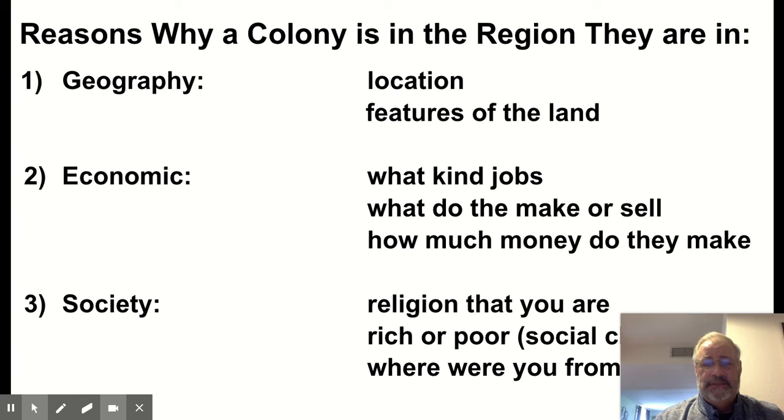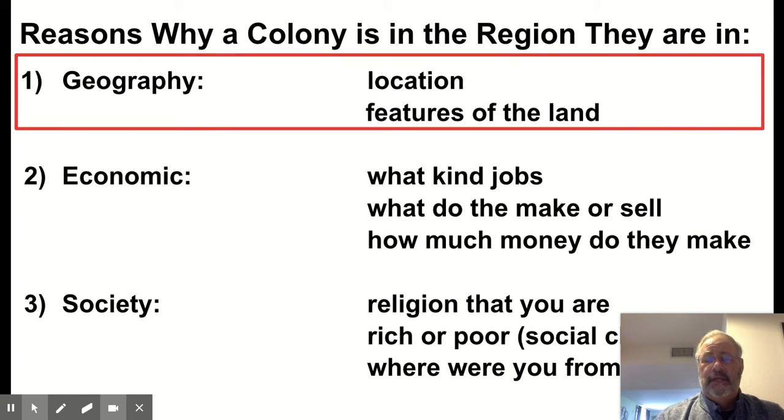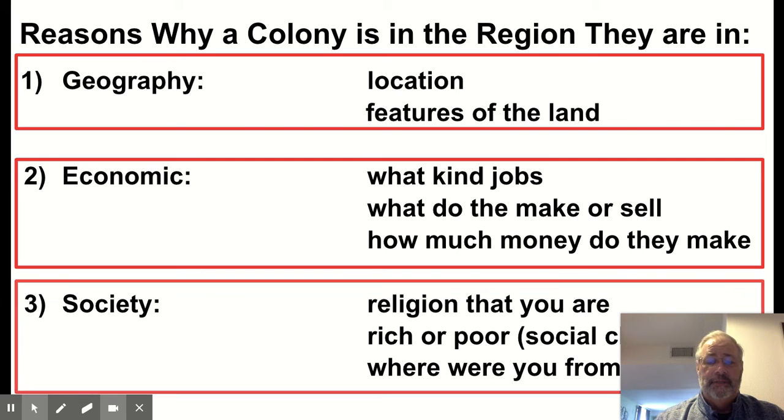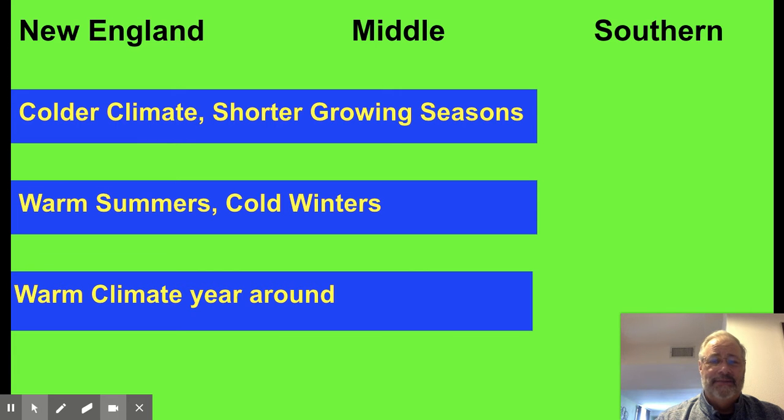So just to review, what is geography? Well, that's going to be the location that they are at and the features of the land. When we talk about economics, it means what kind of jobs did they have there? What did they make or sell? How much money did they make? And then the society part of it is what religion were you? Were you rich or poor, your social status? And where were you from? What country were you from? There were different regions where different people migrated to be with people from their own country. So we have geography, economic, and societal reasons.